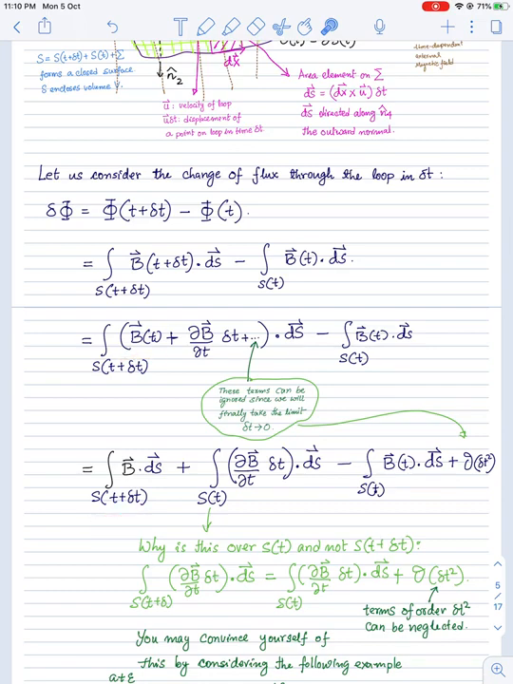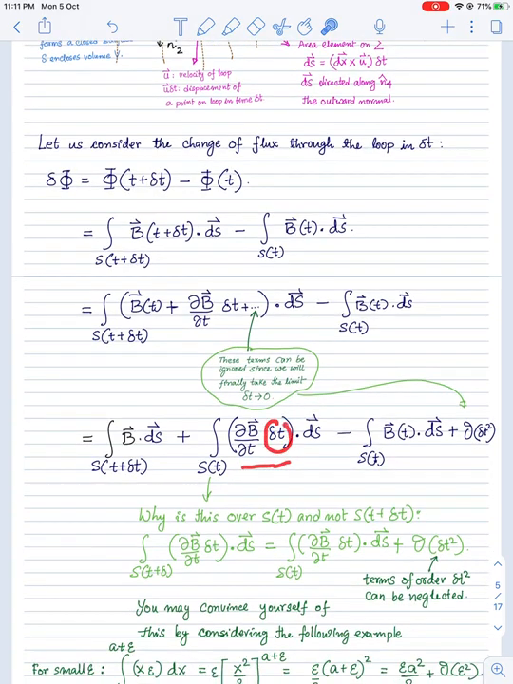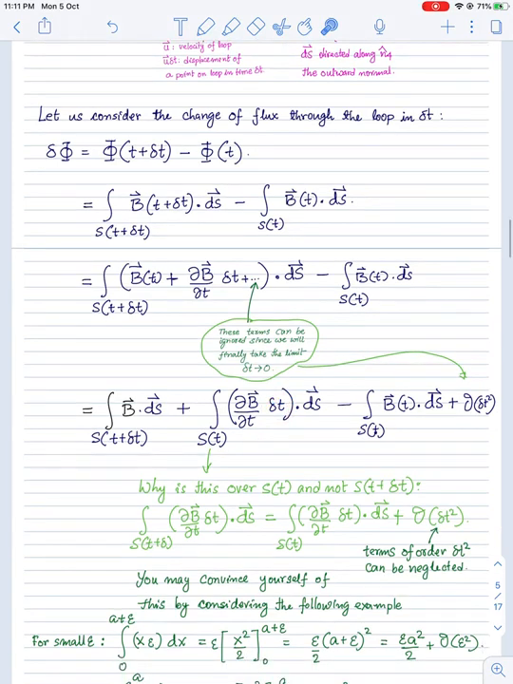So now essentially there will be three terms. One term will be this magnetic field at time t integrated on the surface at t plus delta t. The second term will have an argument which is the time derivative of the magnetic field, but the integrand itself is multiplied by delta t. Because the integrand itself is multiplied by delta t, we can safely ignore the delta t in the limits of the integral.